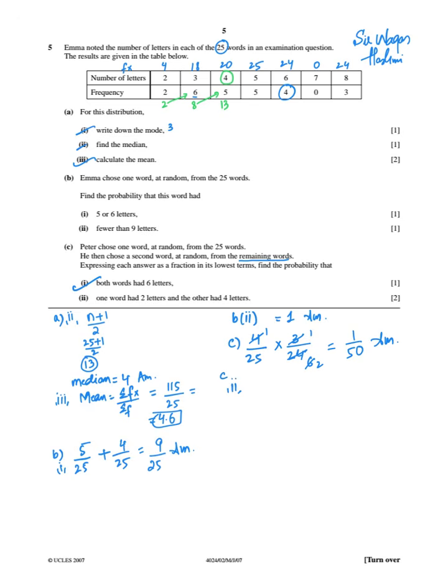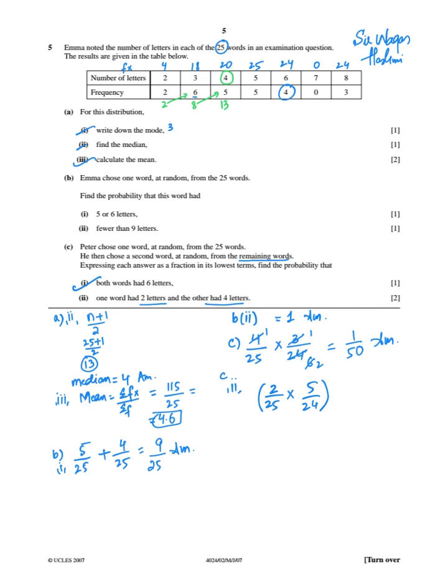One word had 2 letters and the other had 4 letters. Now the first thing you observe here, there is no restriction that the first word had 2 letters or the second word had 2 letters, right? So there are 2 possible cases. So let's start with if the first one had 2 letters. So the probability that the first one had 2 letters is 2 divided by 25, and the other word had 4 letters, so that will be 5 divided by 24.